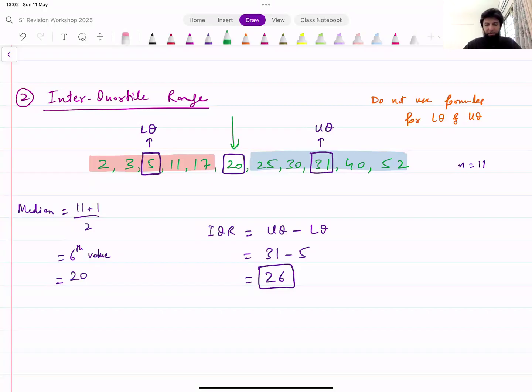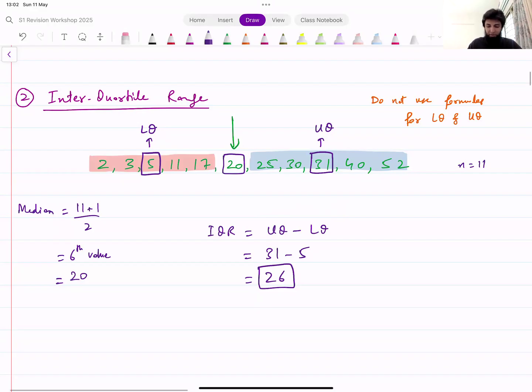Now, the median divides your data into two parts, one on the left side, one on the right side. The median of the left part is going to give you the lower quartile, and the median of the right side, in data that's sorted in ascending order, is going to give you the upper quartile. That's how you find interquartile range. Then interquartile range is upper quartile minus the lower quartile. So for ungrouped data, do not use formulas. They do not always work.